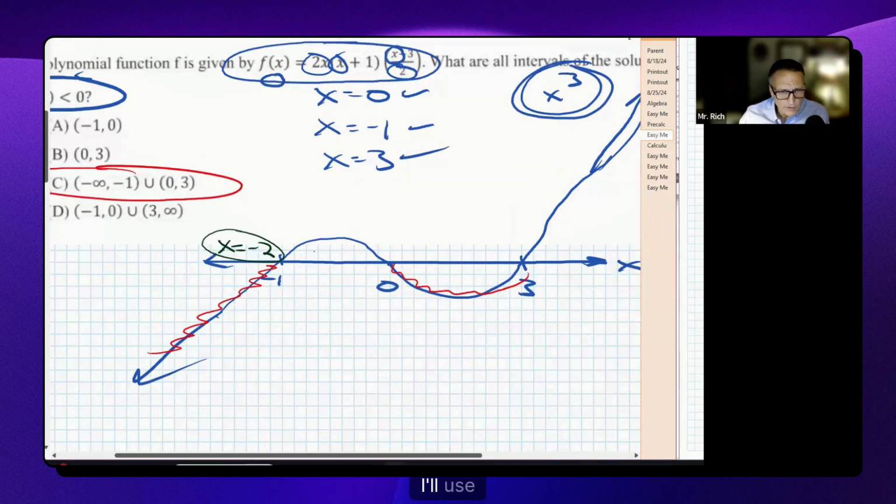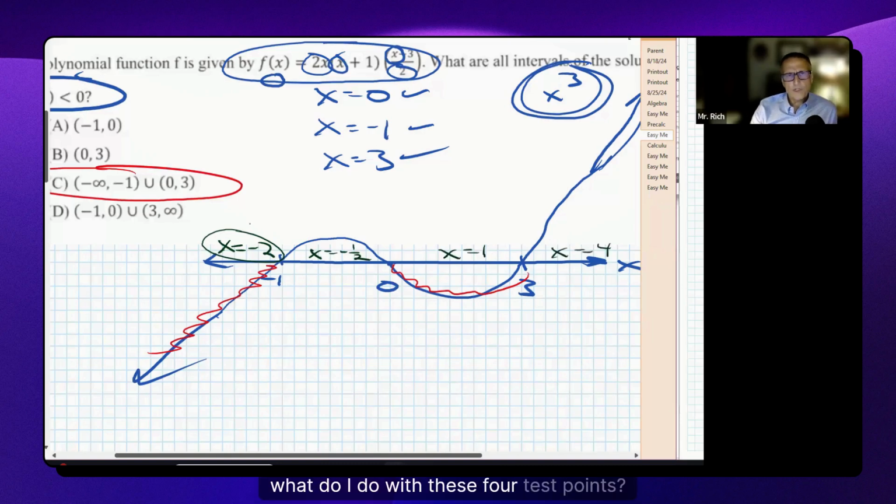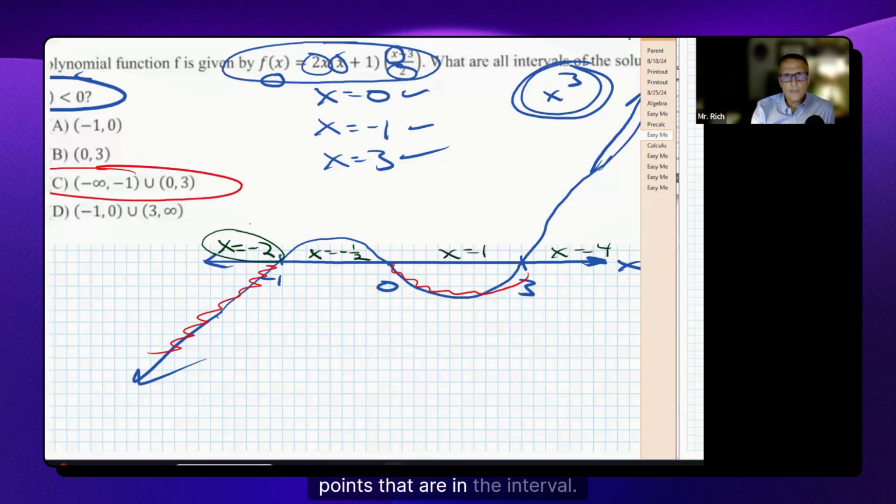Here I could say, well, I'll use x equals -1/2. And here I'll use x equals 1. Here I use x equals 4. Now, what do I do with these 4 test points? Well, they're points that are going to represent all the points that are in the interval.